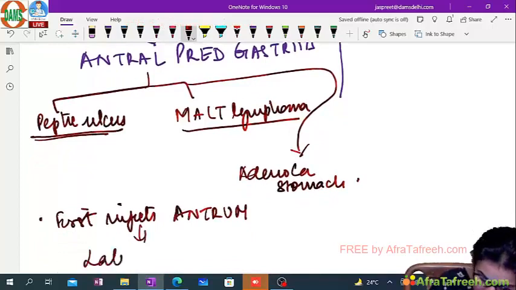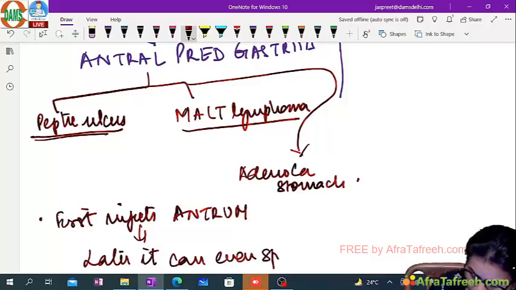Later it can even spread to the body of the stomach.